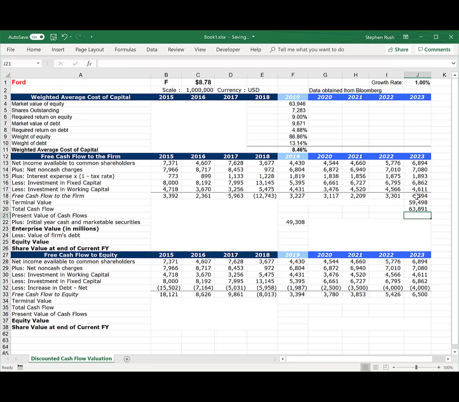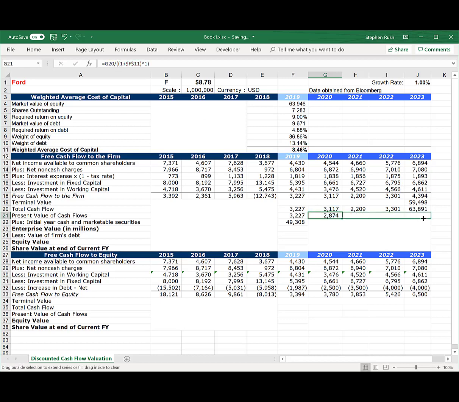Since the terminal value occurs at the same time as the final cash flow in year 2023, we can add them together. Next, we discount all the cash flows back to the present. I am not discounting the current year because our final valuation will occur at the end of the current year. The enterprise value is the sum of these cash flows.